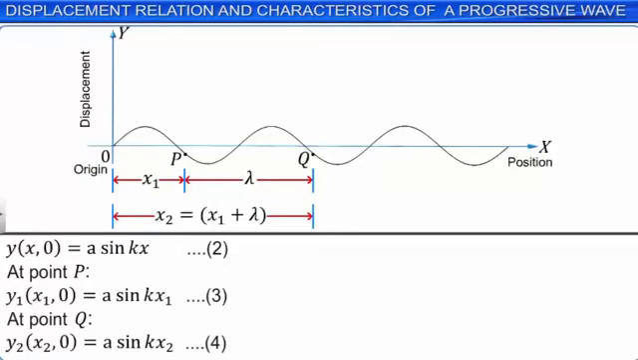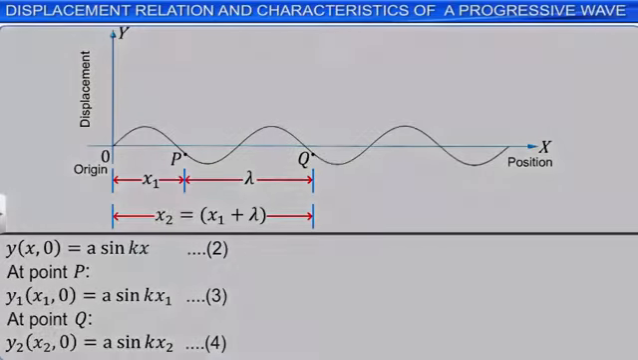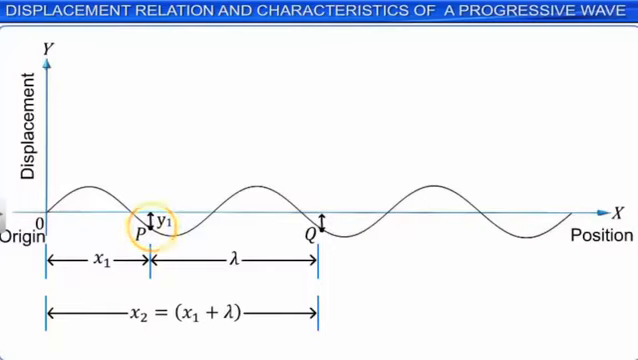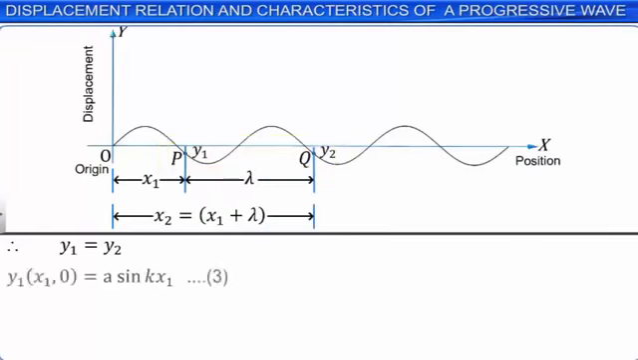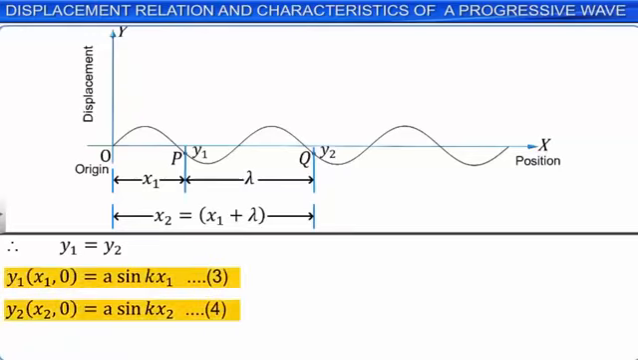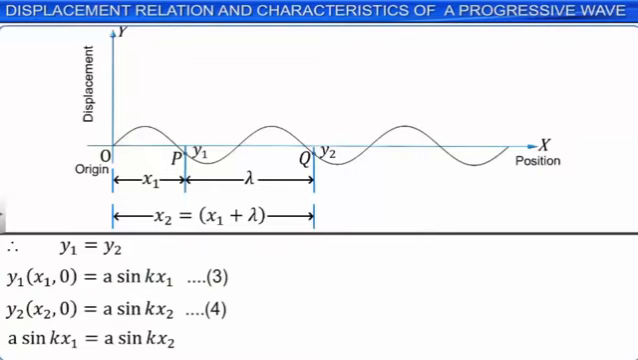As P and Q are in the same phase, they are separated by a distance of one wavelength, that is, lambda. Therefore, y1 is equal to y2. We can now equate the right-hand sides of equations 3 and 4. A sine kx1 equals A sine kx2. By substituting x2 is equal to x1 plus lambda, we get A sine kx1 is equal to A sine k into x1 plus lambda. This can be written as A sine kx1 is equal to A sine of kx1 plus k lambda. This condition is possible only when k lambda is equal to the product of 2, pi and n, where the values of n are equal to 1, 2, 3 and so on.